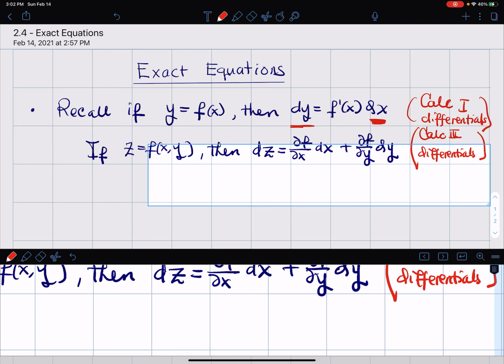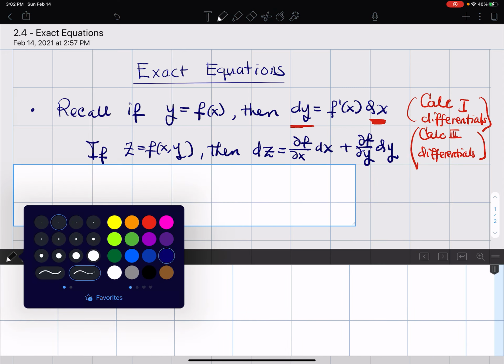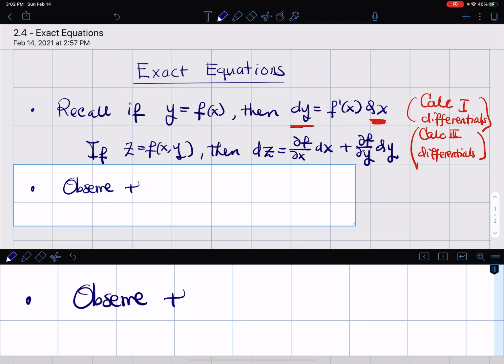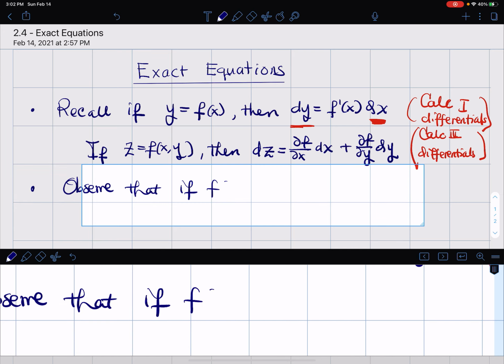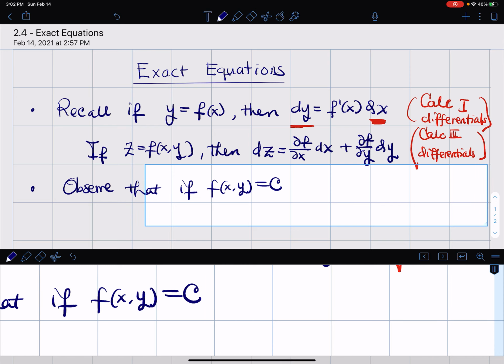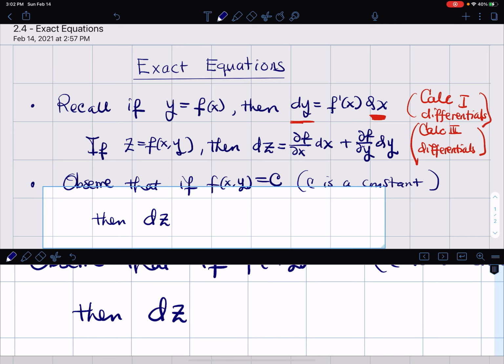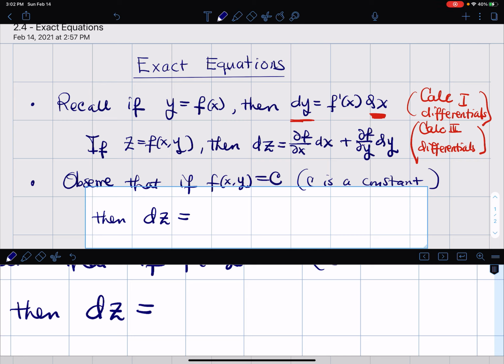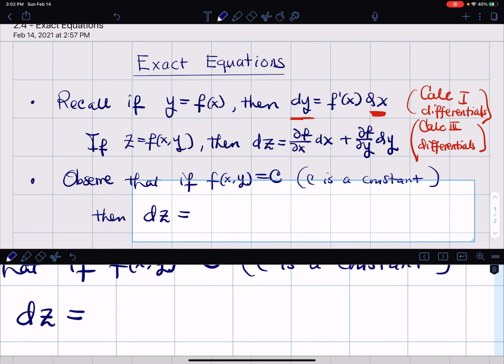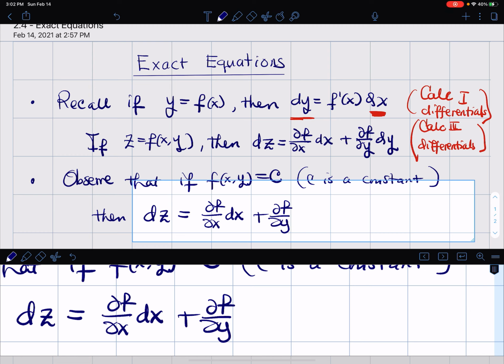All right. Now, observe something. Observe that if f is a constant function, let's say f of x, y is equal to c, where c is a constant, then the change in z would never matter. The change in z will always be zero, right? Because it doesn't matter how far you move in the x direction or the y direction, z is the same, because f of x, y is equal to z. z is just going to be that constant. So dz is df/dx times dx plus df/dy times dy, and dz is always going to be zero. There will be no change in z.